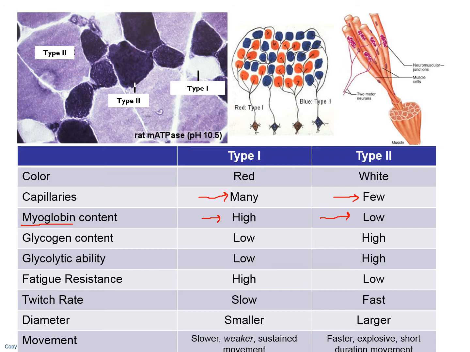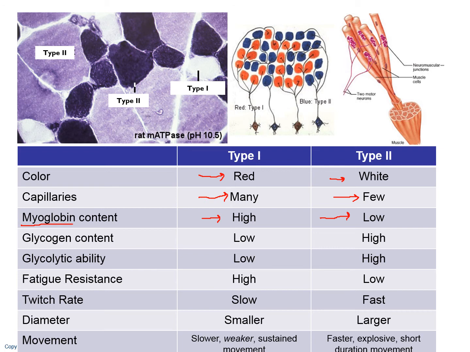Now, this relates to colors that are associated with these types of fibers. Since myoglobin is red, kind of like hemoglobin, your type 1 fibers are said to be red-colored cells because they have high amounts of myoglobin. Type 2 fibers, on the other hand, are said to be white-colored because they don't have high amounts of myoglobin in them.